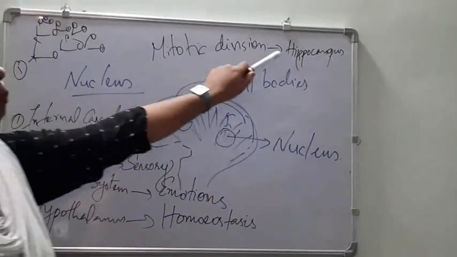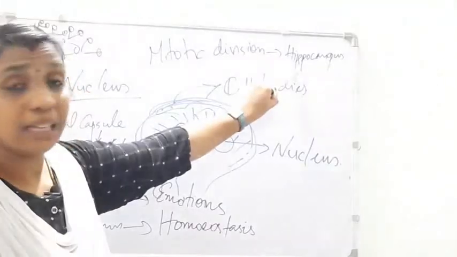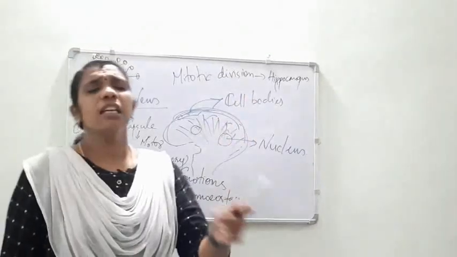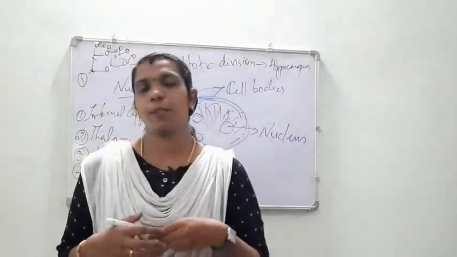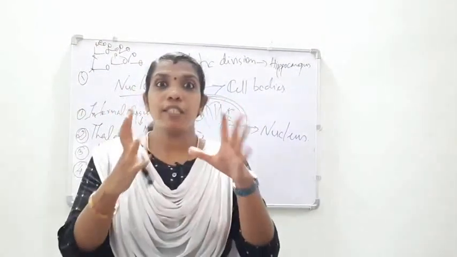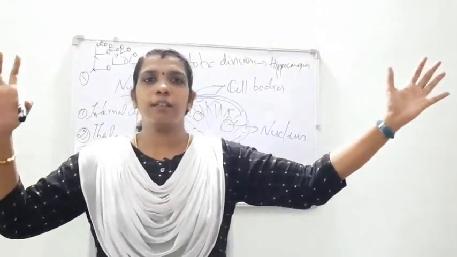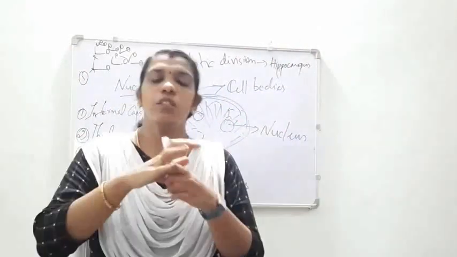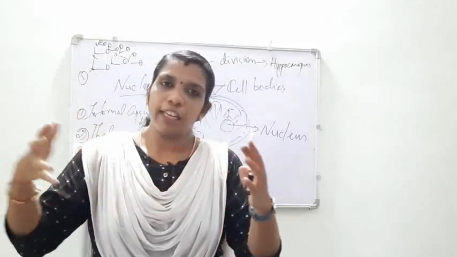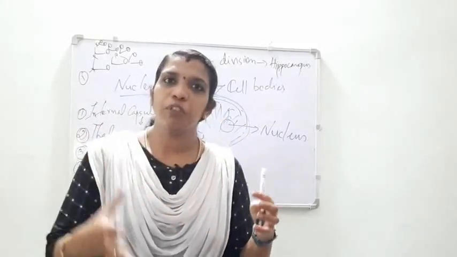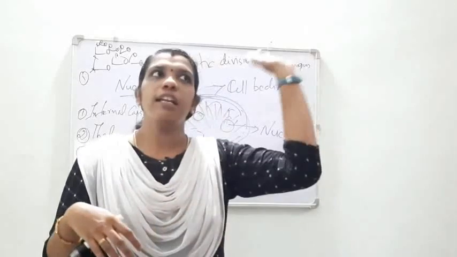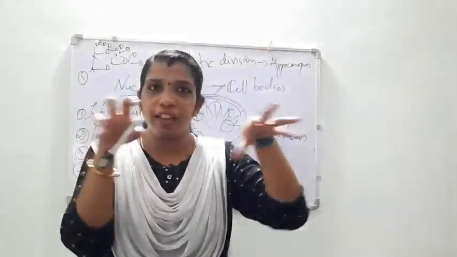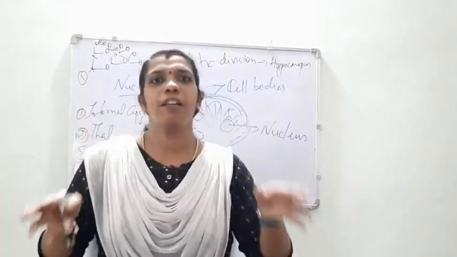The hippocampus is the only structure, the smallest structure in the brain, where mitotic division takes place. And this hippocampus is responsible for long-term memory. You understand? So this cell is dividing, and in each cell this memory will be stored. What we have registered first will be dividing, and in each cell this memory will be there.